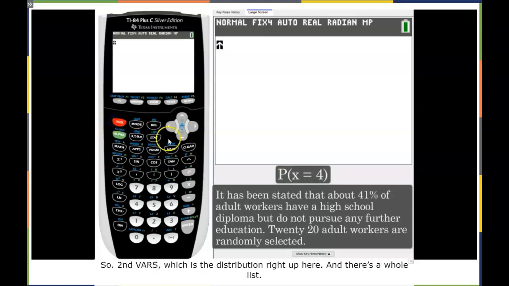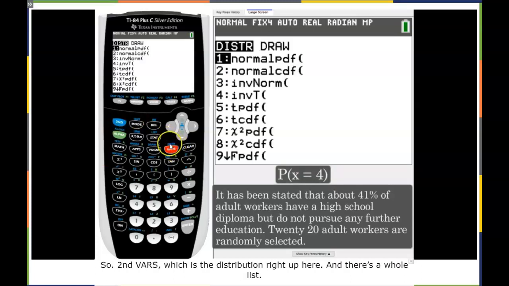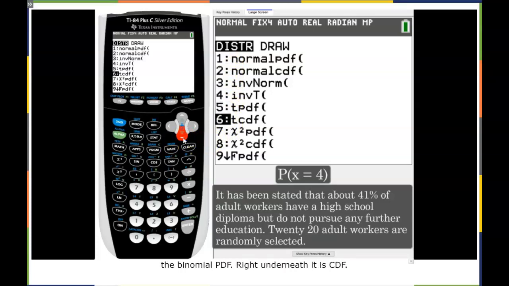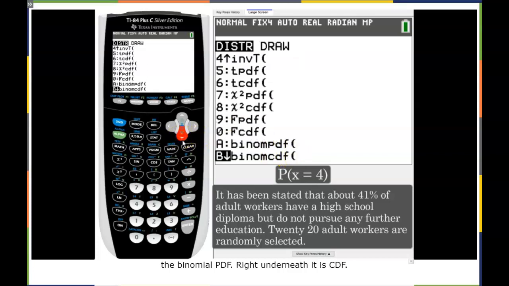So second VARS, which is the distribution, right up here. There's a whole long list of them to choose from, and you're going to find the one that's the binomial PDF. Right underneath it is CDF. We're looking for PDF, which is an A. If you remember, A goes along with PDF, B goes along with CDF. I'll show you a shortcut way of getting there.